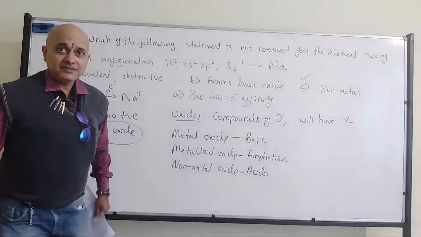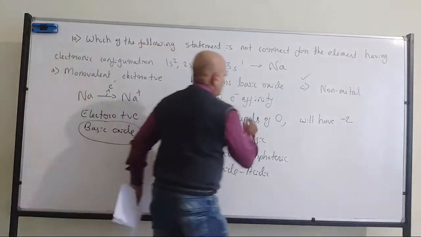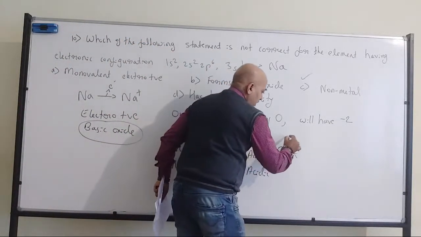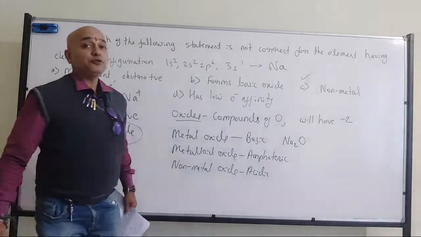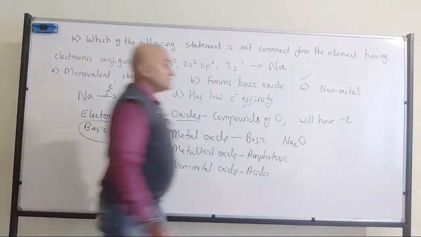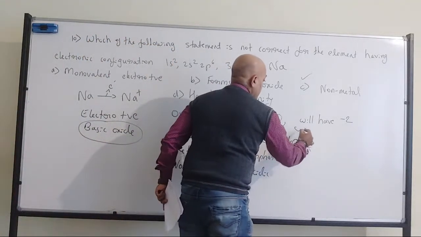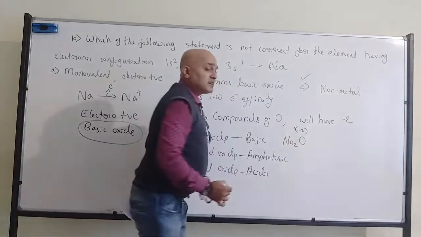A simple example I will take. For metal oxide, just now we have written sodium oxide. Sodium oxide is nothing but Na2O because oxygen is -2 and one sodium will have +1.